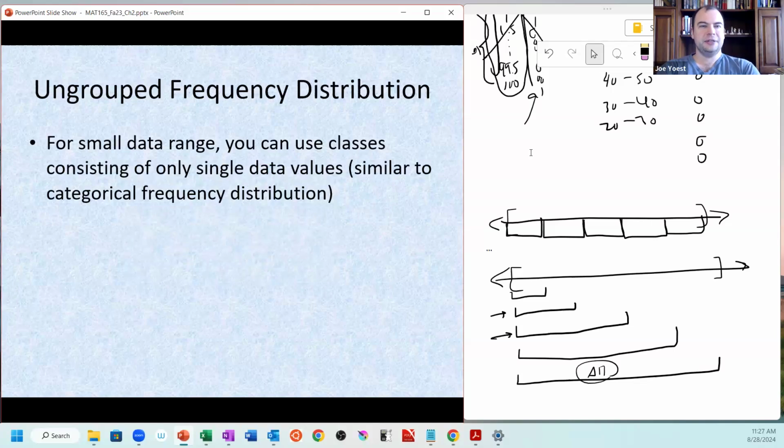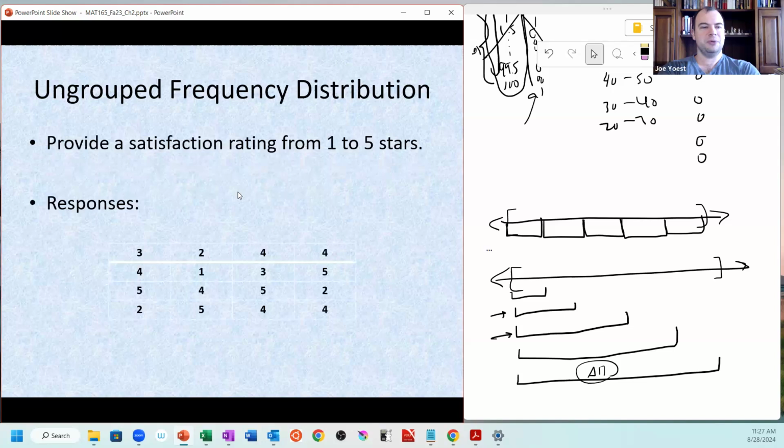So now we can look at this idea of ungrouped frequency distributions. If we have a small data range, a small number of possible data values, we can basically treat the result like a categorical frequency distribution. So here's an example. Provide a satisfaction rating for whatever service from 1 to 5 stars. I mean, it's numerical. It has a natural ordering. 5 stars is a higher level of satisfaction than 1 star. So it has ordering. It might even have the interval nature.